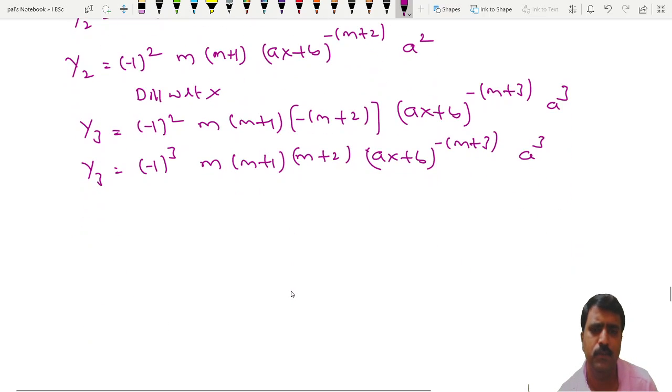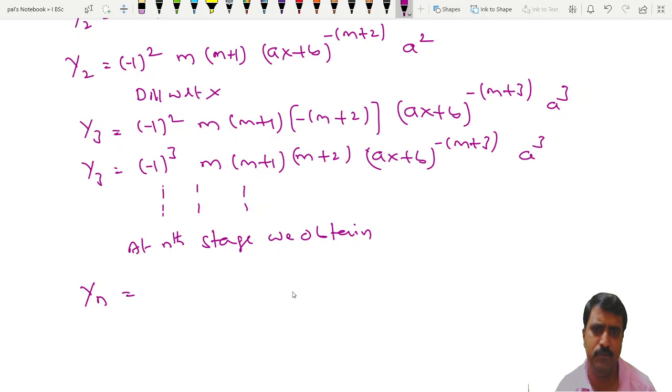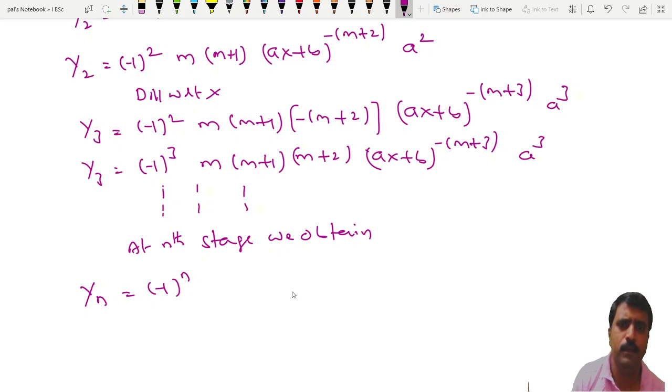generalized steps. So if we continue like this, at nth stage, we obtain that yn is equal to, so in y3 there is minus 1 to the power 3, in yn there must be minus 1 to the power n. So in y3 we have 3 factors, m, m plus 1, m plus 2. So in yn it must have n factors.